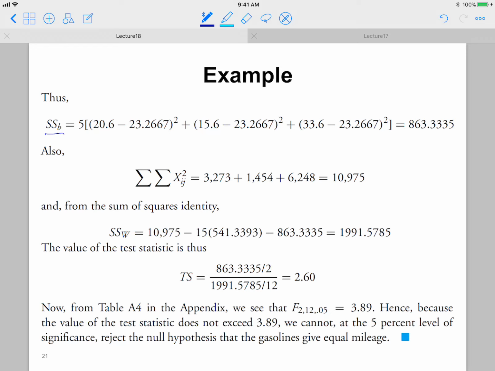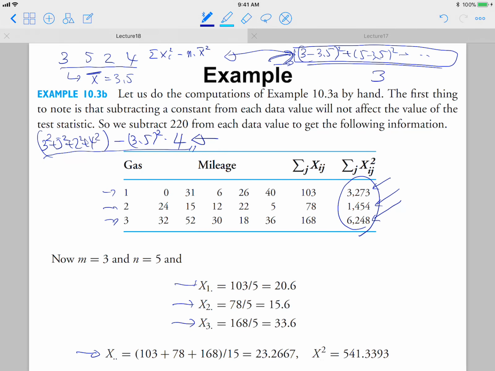So we first compute the SSB, and then compute this guy, and then for SSW, we just utilize this equation, and that way we can compute SSB divided by 1. What was the degree of freedom of SSB? It was m minus 1, right? Because it was the square sum of the standardized sample means of different groups. So we have three groups. So we consider the 3 different sample means like these.